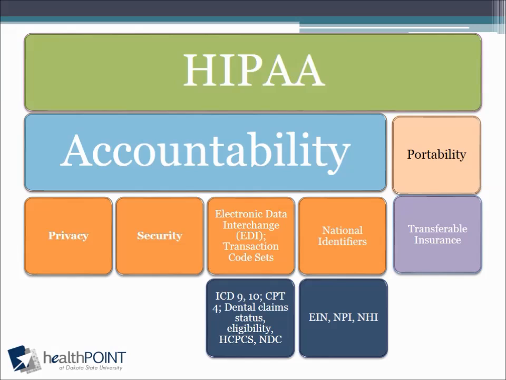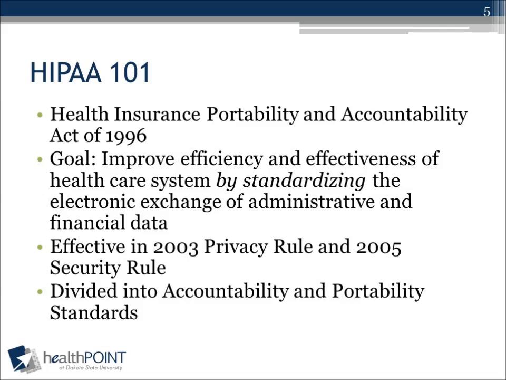HIPAA, which is the Health Insurance Portability and Accountability Act of 1996, actually has several parts to it, but two main parts of it are the accountability and portability portions. We're going to be looking at only two sets of rules today, the privacy rules and the security rules. So just some 101. HIPAA was enacted in 1996. The ultimate goal, as stated in the regulations, is to improve efficiency and effectiveness of healthcare systems by standardizing the electronic exchange of administrative and financial data.